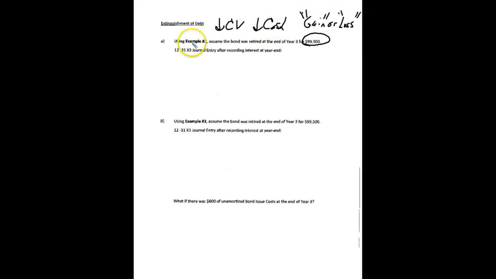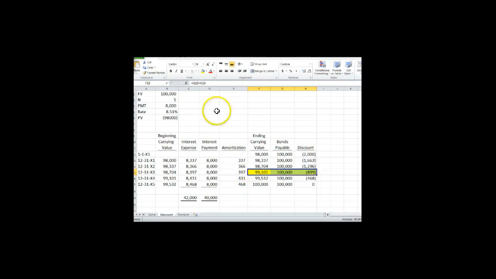So let's go look at our amortization table at the end of year 3 for the bonds. Okay, so here are our bonds sold at a discount. At the end of year 3, here's what we've got in the accounts. We have $100,000 of bonds payable, and then we have this discount of $899. So we're going to remove these two accounts.